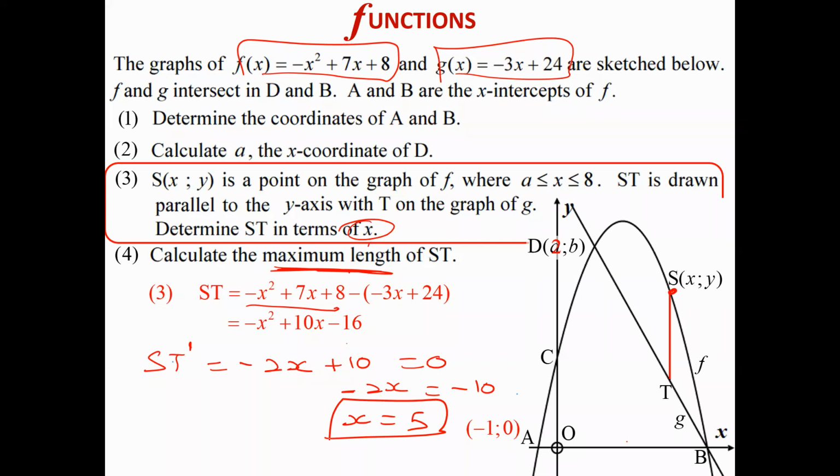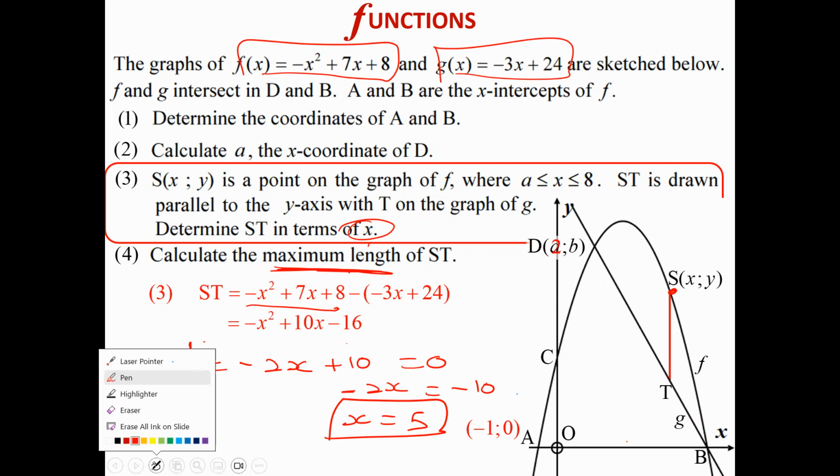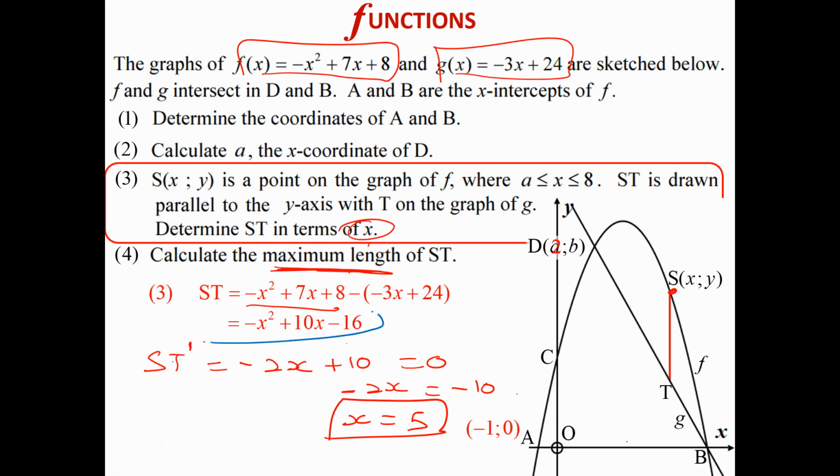But that is not the maximum. To find the maximum, I'm going to take my 5 and substitute it in the ST formula. Can someone do that with the calculator? That will give me the maximum length of ST. I got 9, sir. Perfect. So the maximum length using your calculator is 9 for ST.